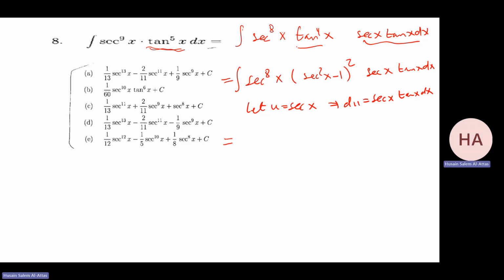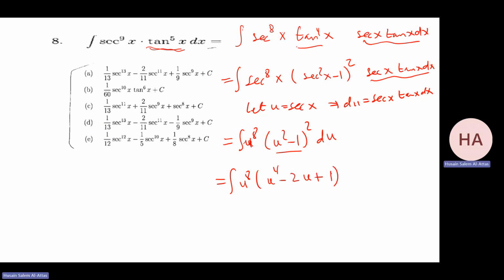So now this one will be what? Will be u to the power 8. I have here what? u square minus 1 all square. And this is du. I need to open the square. That will be u to the power 8, u to the power 4 minus 2u square plus 1 du. That will be u to the power 12 minus 2u to the power 10 plus u to the power 8 du, which is what?